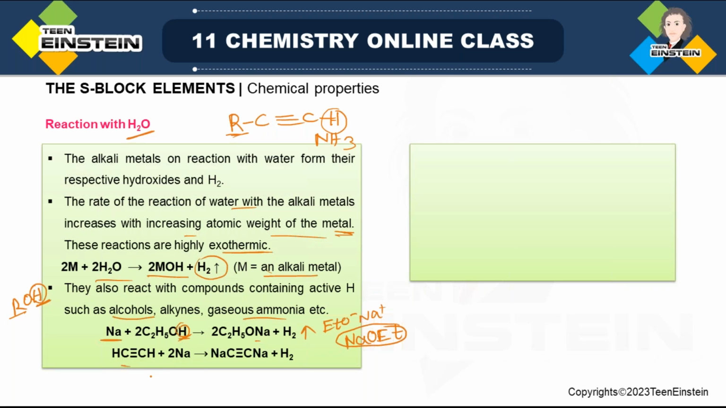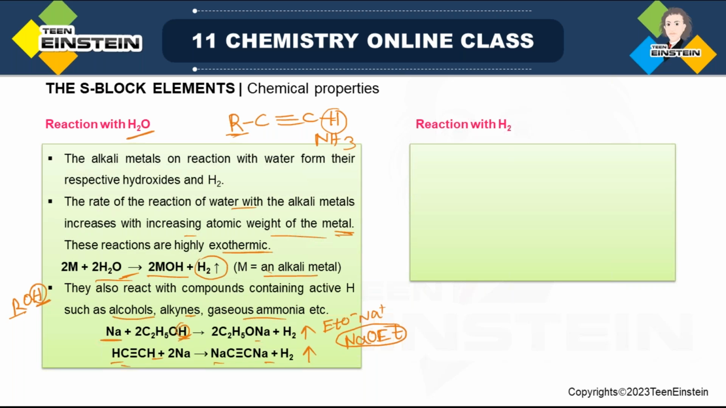And if you take acetylene, the simplest alkyne, then these hydrogens are replaced by sodium. So what you are getting is Na2C2, and hydrogen is liberated. So there is some similarity with the equation when they are reacting with water. That is why this is also important information under the heading, reaction with water.